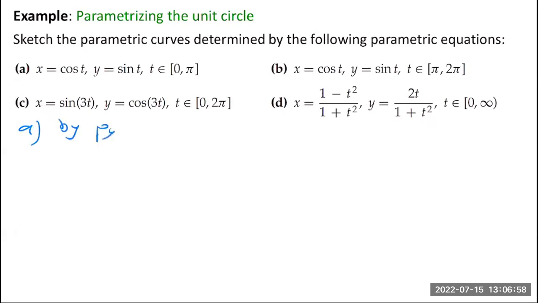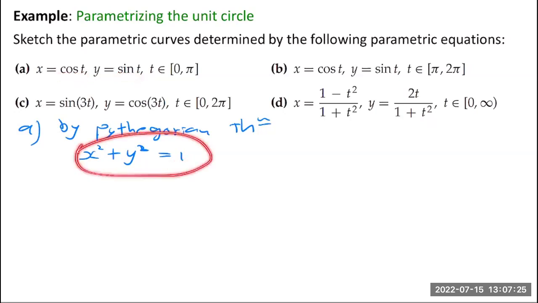By the Pythagorean theorem, we have x squared plus y squared is equal to 1, right? That's because x is cosine, y is sine. X squared plus y squared means cosine squared plus sine squared. We know that that is equal to 1 by the Pythagorean theorem. So we have x squared plus y squared is equal to 1.